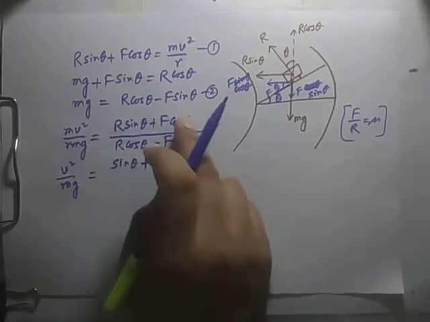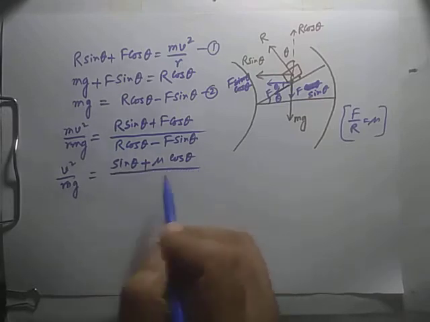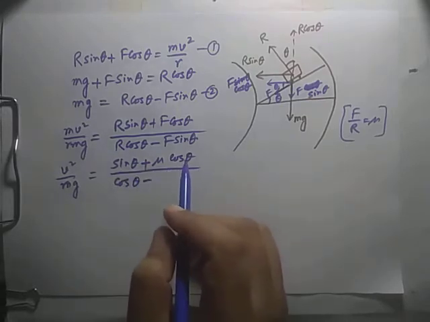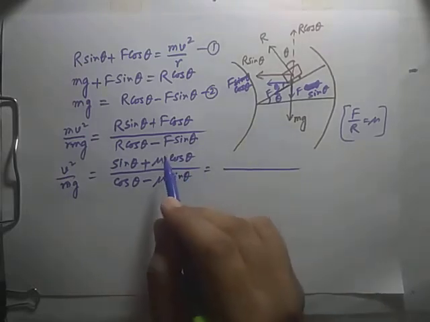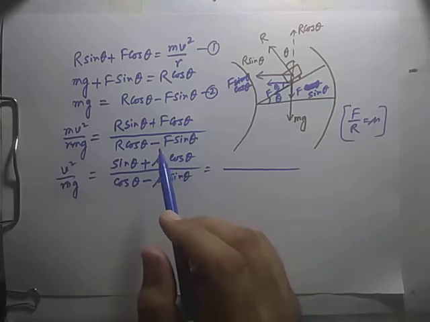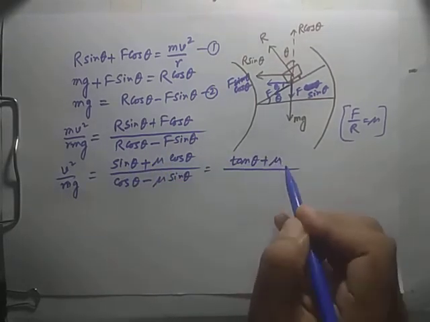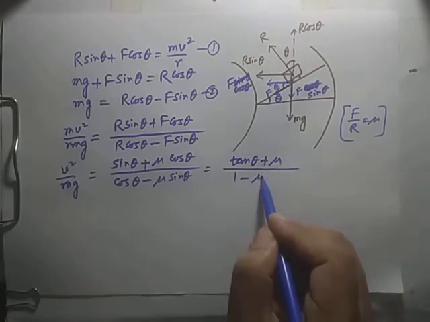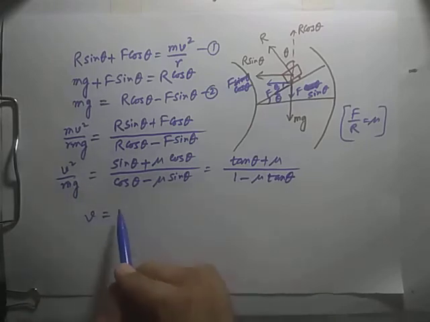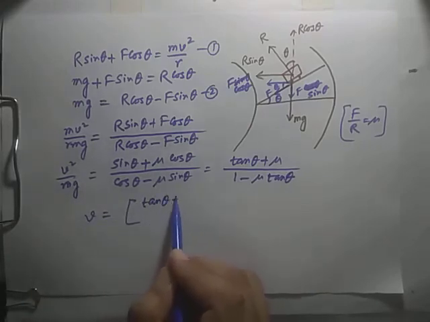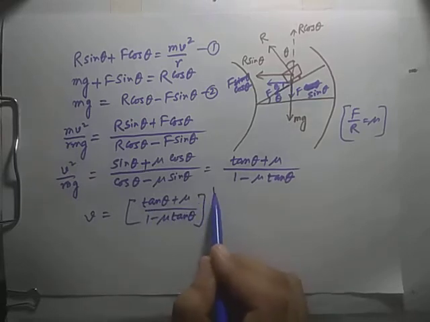So dividing both sides with R also, f by R means mu, so we get sin theta plus mu cos theta, then cos theta minus f by R, which means mu sin theta. Now we divide with cos theta also. So we'll get tan theta plus mu, and then 1 minus mu tan theta. So v will be rg times tan theta plus mu, divided by 1 minus mu tan theta, to the power half.